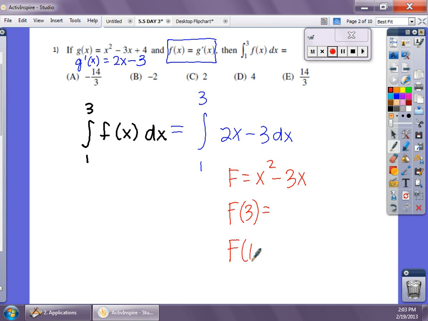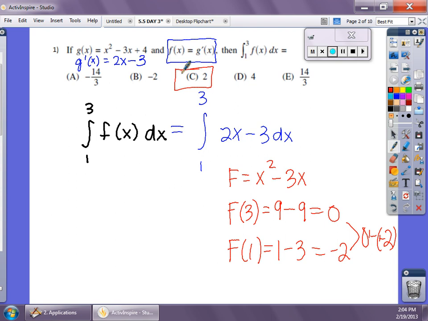So F of 3 would be 9 minus 9, which is 0. F of 1 would be 1 minus 3, which is negative 2. So you get 0 minus negative 2, and the answer is positive 2. Letter C.